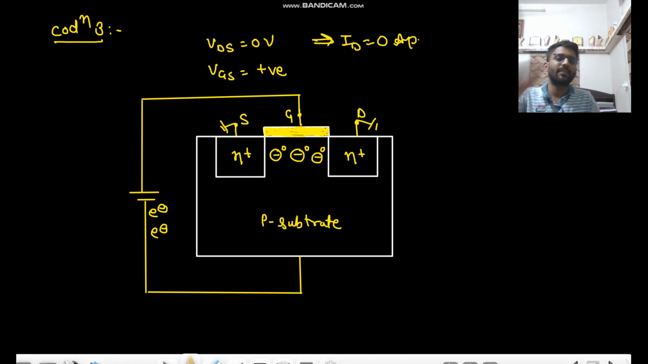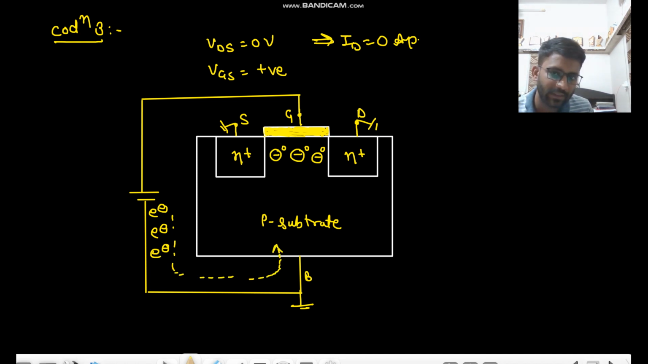But what happens if we just apply VGS equals positive? That we need to see. So VGS is positive with respect to, you may say, ground or body. Here the body is shorted, so the body is at 0 potential. Gate is at positive potential. Let us assume if it is 5 volt, then gate is at 5 volt and body is at 0. But to make you understand, I am drawing it like this. From the battery's negative terminal, electrons will flow like this, right?